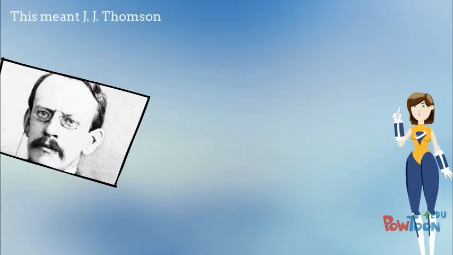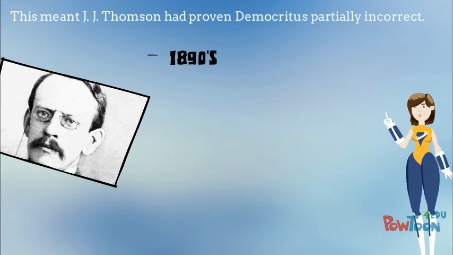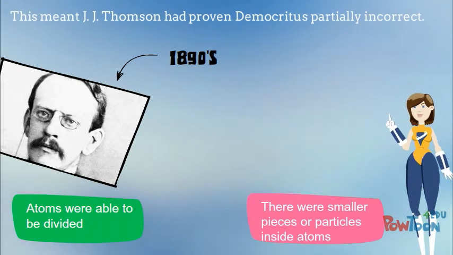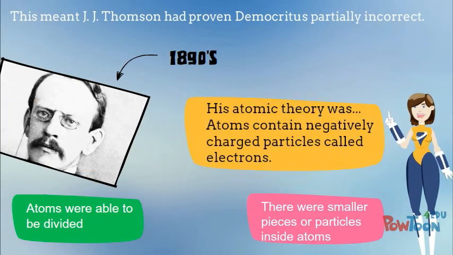This meant J.J. Thomson had proven Democritus partially incorrect. Atoms were able to be divided. There were smaller pieces or particles inside atoms. His atomic theory was atoms contain negatively charged particles called electrons.